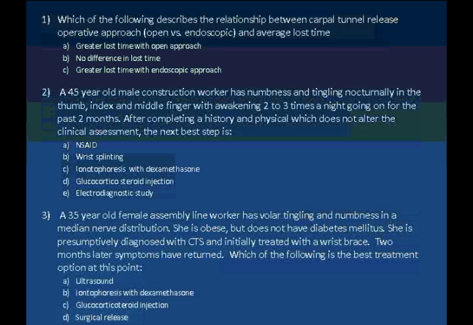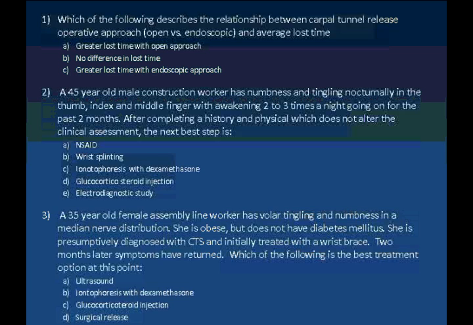Okay, here we go. All right, question number 1. And I'm going to read these to you. Which of the following describes the relationship between carpal tunnel release, operative approach, open versus endoscopic, and average lost time? A, greater lost time with open approach. B, no difference in lost time. C, greater lost time with endoscopic approach. I believe the answer would be B, no difference in lost time.